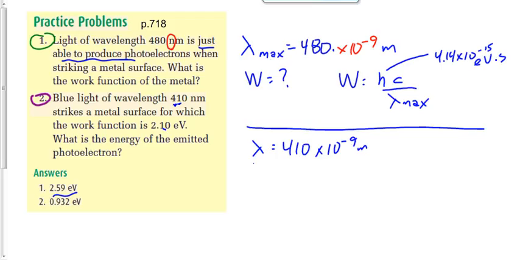We're going to make the work function 2.10 electron volts, and we want to find the energy of the emitted electron. What kind of energy does the electron have once it's been ejected? What kind of energy does anything with mass have once it's been ejected?